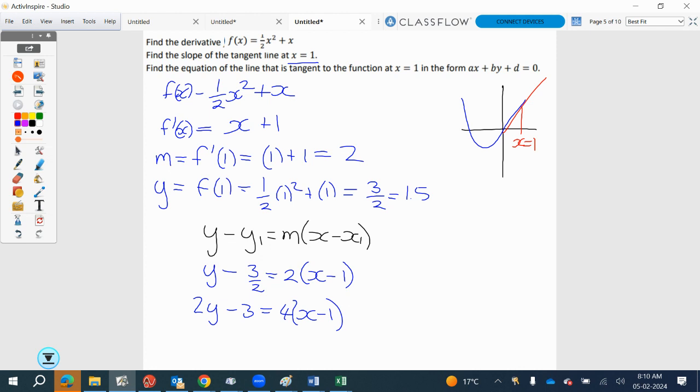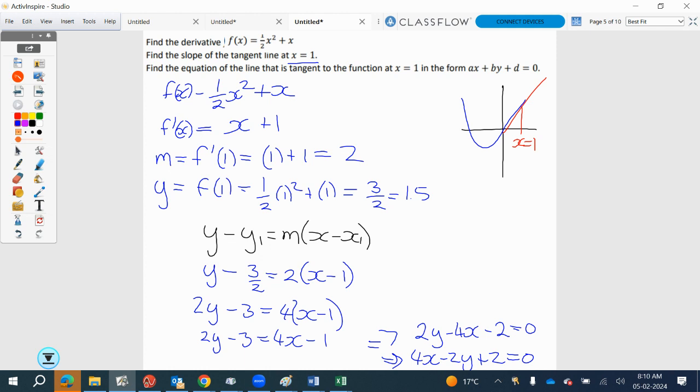Now I'm going to open the bracket. We get 2y minus 3 equals 4x minus 4. And then I can rearrange it into 2y minus 4x plus 1 equals 0, and we've got it in the standard form. I usually like to write the x at the front, make it positive: 4x minus 2y plus 2 equals 0. Both are acceptable, as long as it's integer multiples.